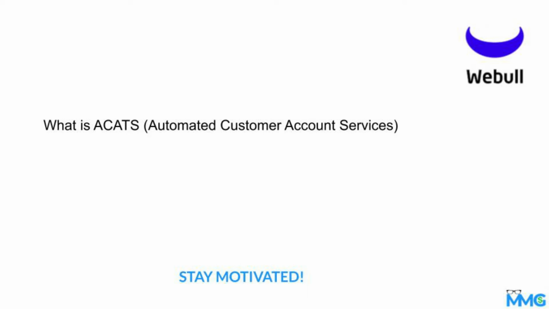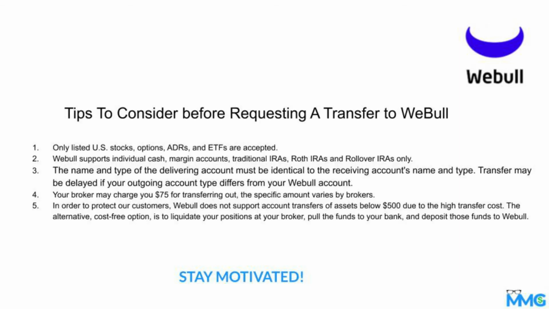So in this case, the process of transferring your asset from Robinhood to WeBull is called ACATS, Automated Customer Account Transfer Services. And so right now, the last thing that I wanted to give you guys is a few tips to consider before you even initiate the transfer to WeBull.